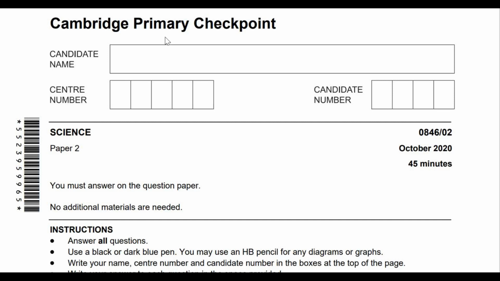Hi guys, today we are going to discuss Cambridge Primary Checkpoint Science Paper 2 with the paper code 0846/02. It's October 2020. The duration is 45 minutes.